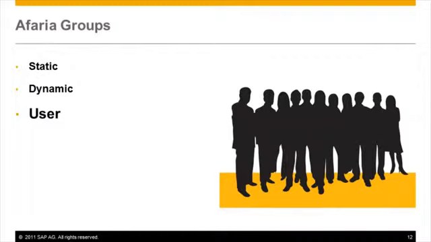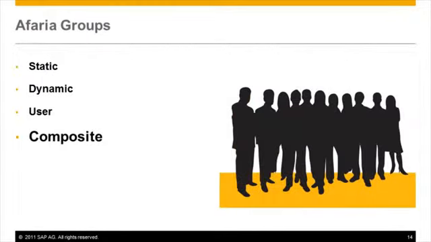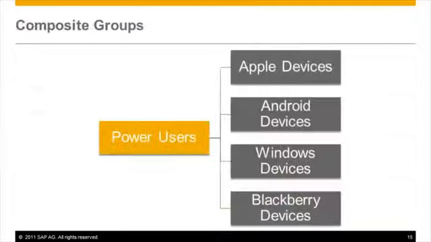User groups include devices that are defined by the Afaria server's Windows user groups, such as LDAP or NT domain groups. Membership changes automatically based on changes to the Windows groups themselves. Composite groups are simply groups of Afaria groups or nested groups. You can nest your groups one level deep.